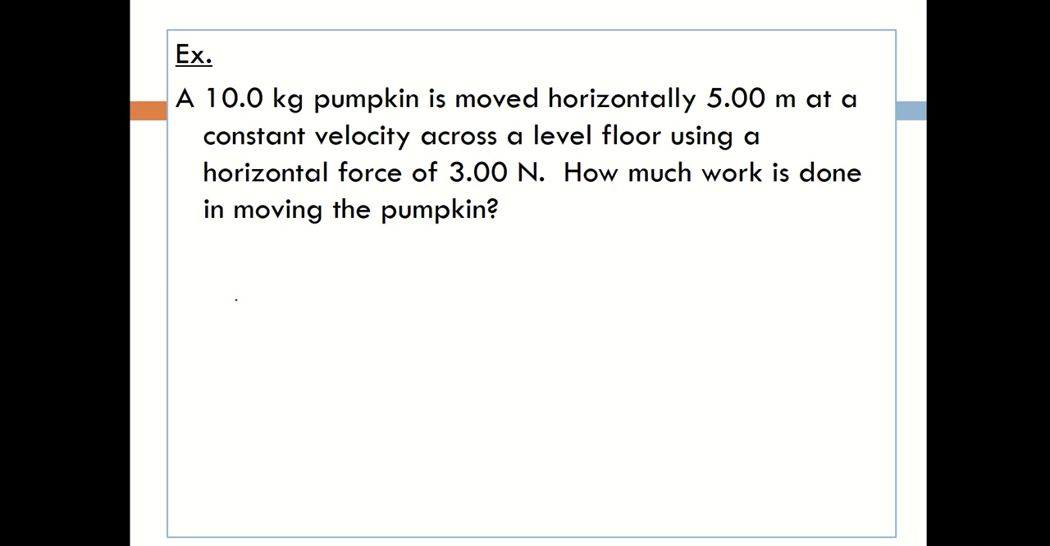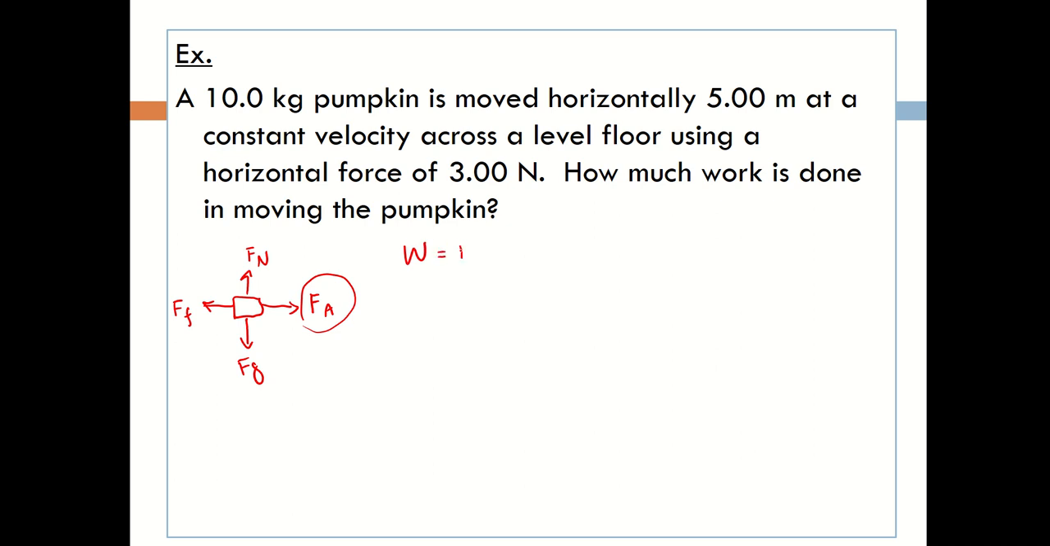So in this case, if you have your pumpkin, we have normal force acting on it, we have gravity acting on it, we have our force applied here, and we have our force of friction, which will act in the opposite direction to the force applied. But again, how much work is done moving the pumpkin? The only force involved in moving the pumpkin is going to be the force applied. So when you're looking for the work done, you have to use the applied force, not the F net.